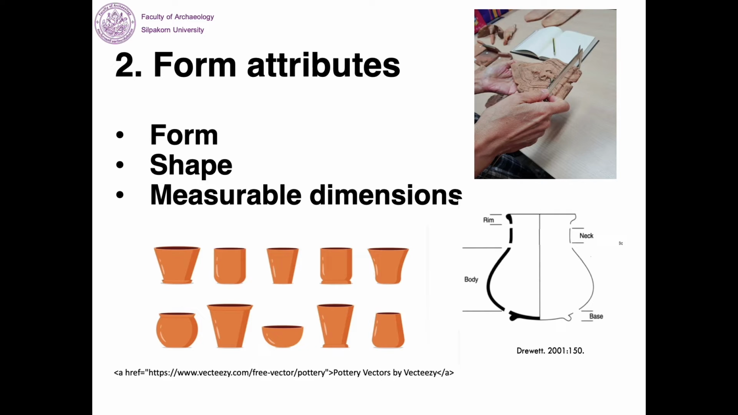The second attribute is based on the forms or shapes of the artifact as well as measurable dimensions, such as width, length, thickness, and weight. For example, the pottery is sorted by their shape, such as pot, plate, jar, etc. In case of potsherds, they can be grouped by their parts, such as rim, shoulder, body, and base. Then we measure the size of each piece.